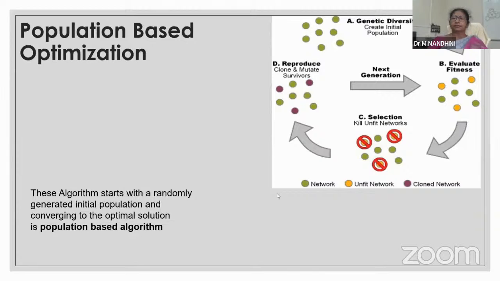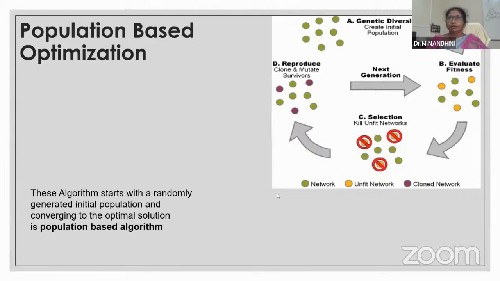So all the particles are moving, and that is nothing but a population. They are moving and their direction is getting changed. So how it is moved from one location to another location, how it is translocated, is identified by its nature. That's why those algorithms are called nature inspired algorithms.